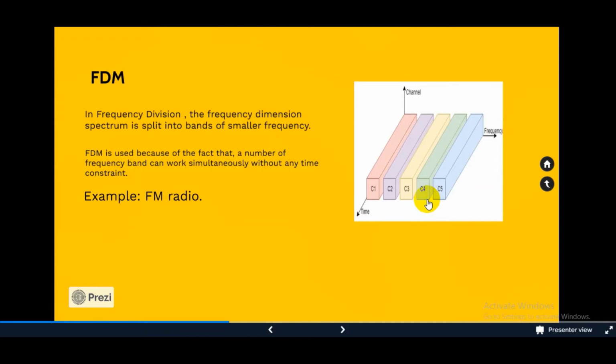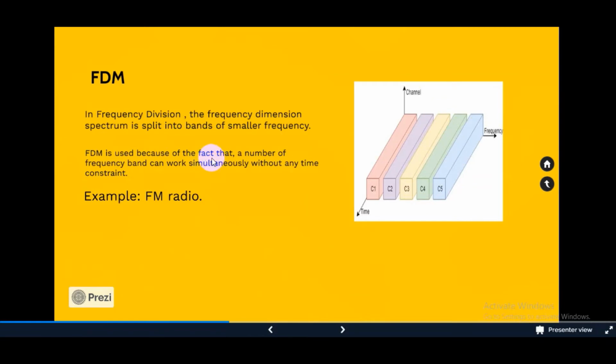To avoid overlapping of the transmitted data, so that the transmitted data should not get impacted by means of overlapping, it should not get destroyed, it should not get corrupted, nor should the noise be able to affect that particular data. So what it says is, in frequency division, the frequency dimension spectrum is split into bands of smaller frequency. You can see that this particular axis is depicting frequency, and that is getting divided into what? Specific bands.